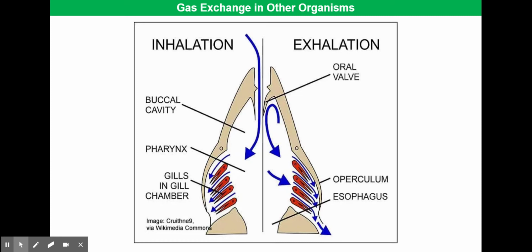Movements of the operculum are coordinated with the movements of the buccal cavity. So as water is pushed from the buccal cavity, the operculum moves outwards. This movement reduces the pressure in the opercular cavity, helping water to flow through the gills.